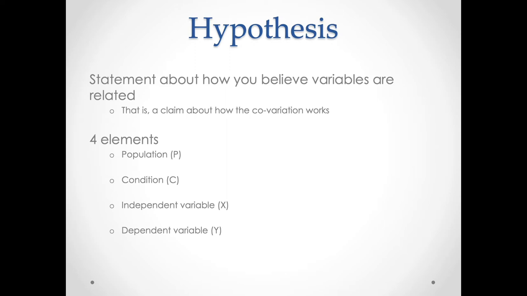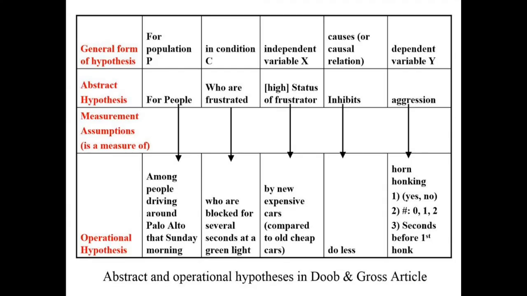So this study was interested in the relationship between status and aggression, the status of people and how it affects the likelihood of aggression. The question becomes, you may be interested in this, but how are you actually going to study it? So we're going to ask how it is that we take this general form of the hypothesis, turn it into an abstract form, and then operationalize it with variables into a study that we would actually do. So here is a way in which to think about this.